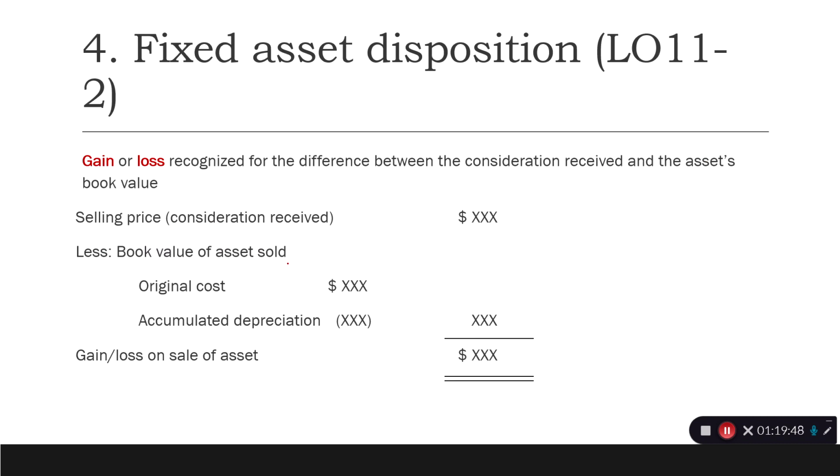Okay, so fixed asset disposition, we usually will want to figure out whether there's gain or losses, right? And the gain or losses is recognized as a difference between the consideration received and the asset book value. So the selling price, which is the consideration received, can be cash, can be another asset at the fair value. And then you're gonna minus the book value of the old asset, which is original cost minus the accumulated depreciation. And then these two numbers minus each other, then you can figure out whether we have gain or losses.